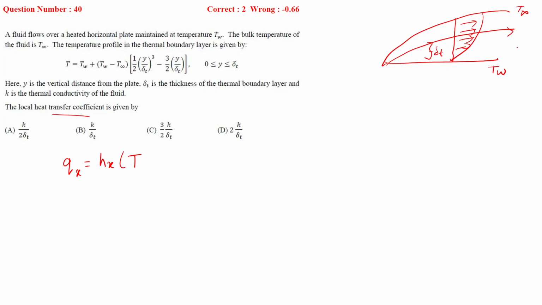Then the direction of heat flow will be from here, that is, this wall is maintained at a fixed temperature and fluid is flowing over this wall. So this direction of heat flow will go here and the temperature difference will be Tw minus T infinity. And then we have this K del T by del Y at y equal to 0.